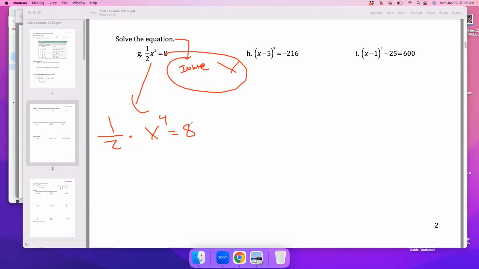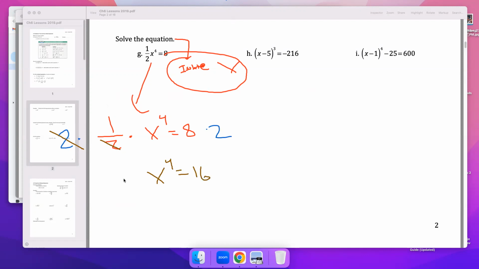What should be our first step for getting x by itself? Divide by 1/2, which is identical to multiplying by 2. Yeah, either way is fine. I would personally get rid of the 1/2 first, because it's going to make the math cleaner, right? Clean math is good. So multiply by 2, multiply by 2. Fortunately, they cancel, easy peasy. x to the 4th equals what on the other side? Okay, then you have to get rid of the exponent.